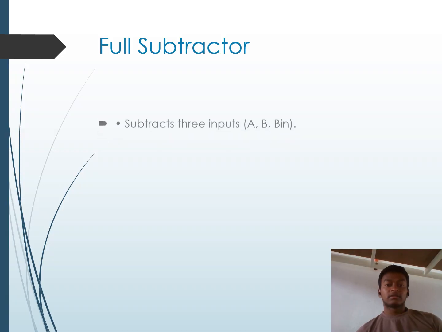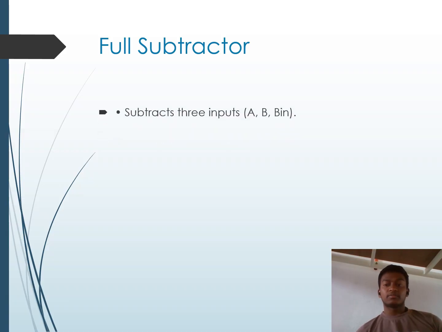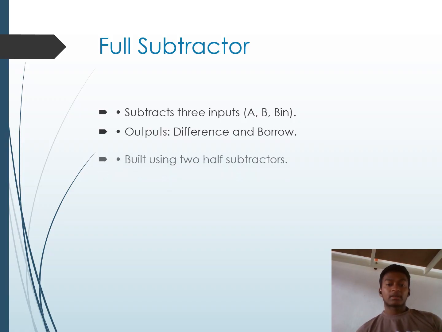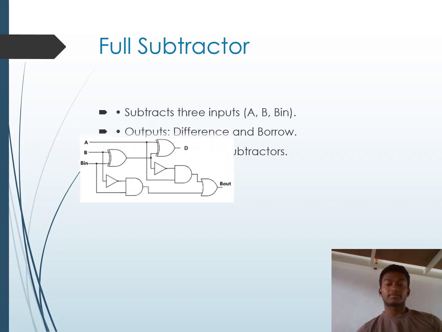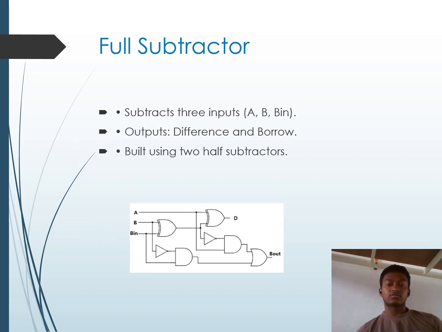Full subtractor. A full subtractor subtracts three inputs, and it also produces two outputs, difference and borrow. We can build the full subtractor using two half subtractors. And this is the circuit of a full subtractor. It has three inputs, A, B, and B in, which is like a carry, and two outputs, difference and borrow out.